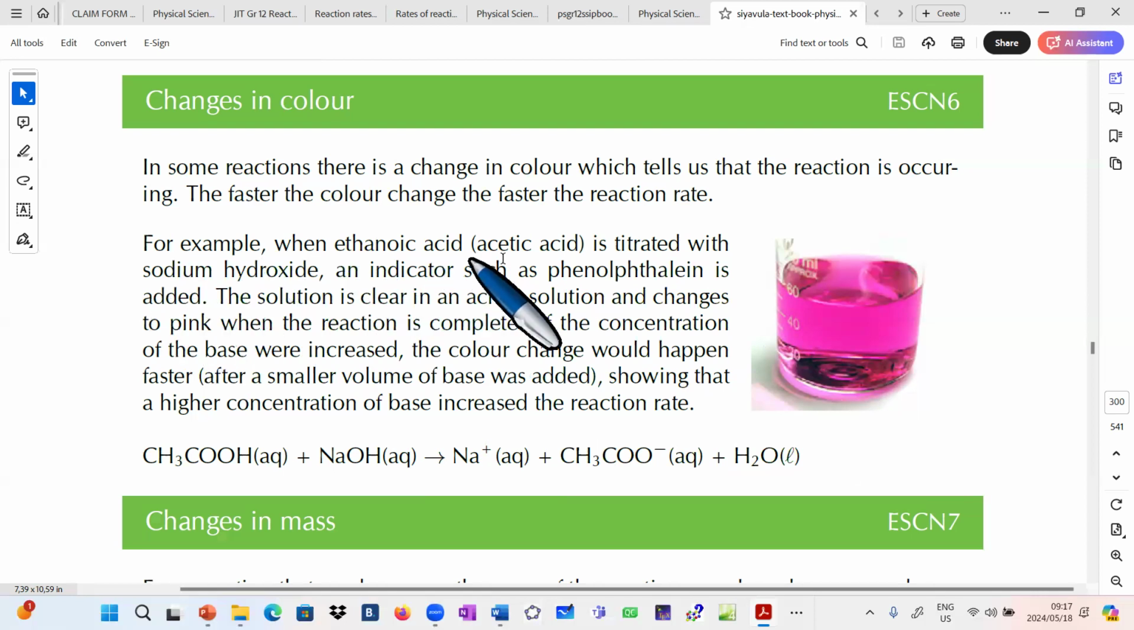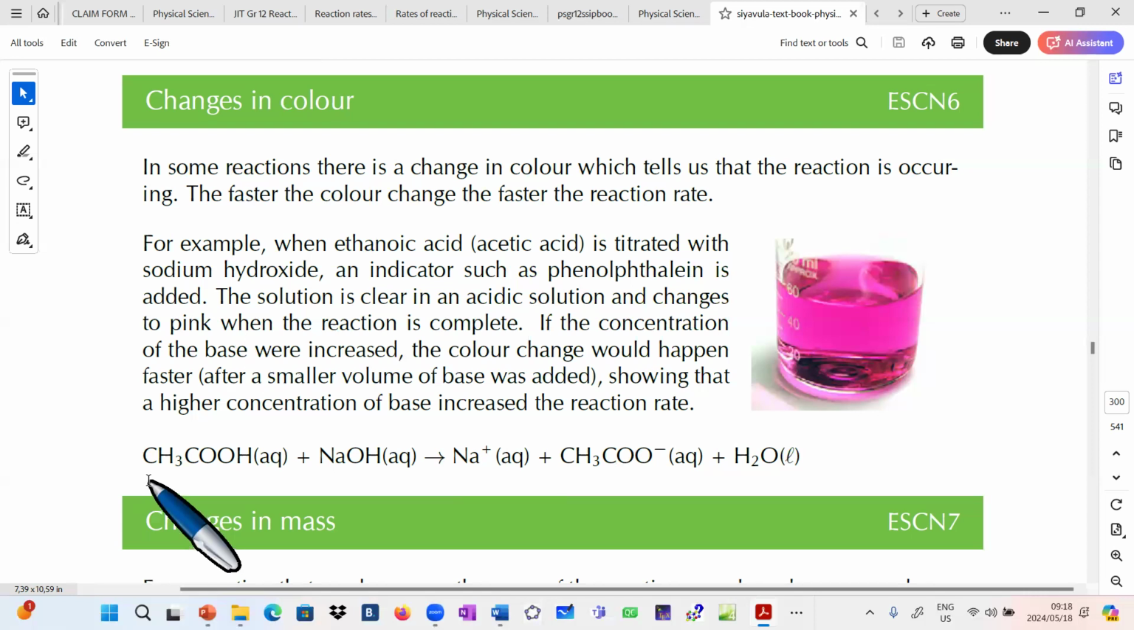So, for example, when ethanoic acid, acetic acid, is titrated with sodium hydroxide, an indicator such as phenolphthalein is added. The solution is clear in an acidic solution and changes to pink when the reaction is complete. So you're mixing an acid with a base. Now, if the concentration of the base were increased, the color change would happen faster after a smaller volume of base was added, showing that a higher concentration of base increased the reaction rate.